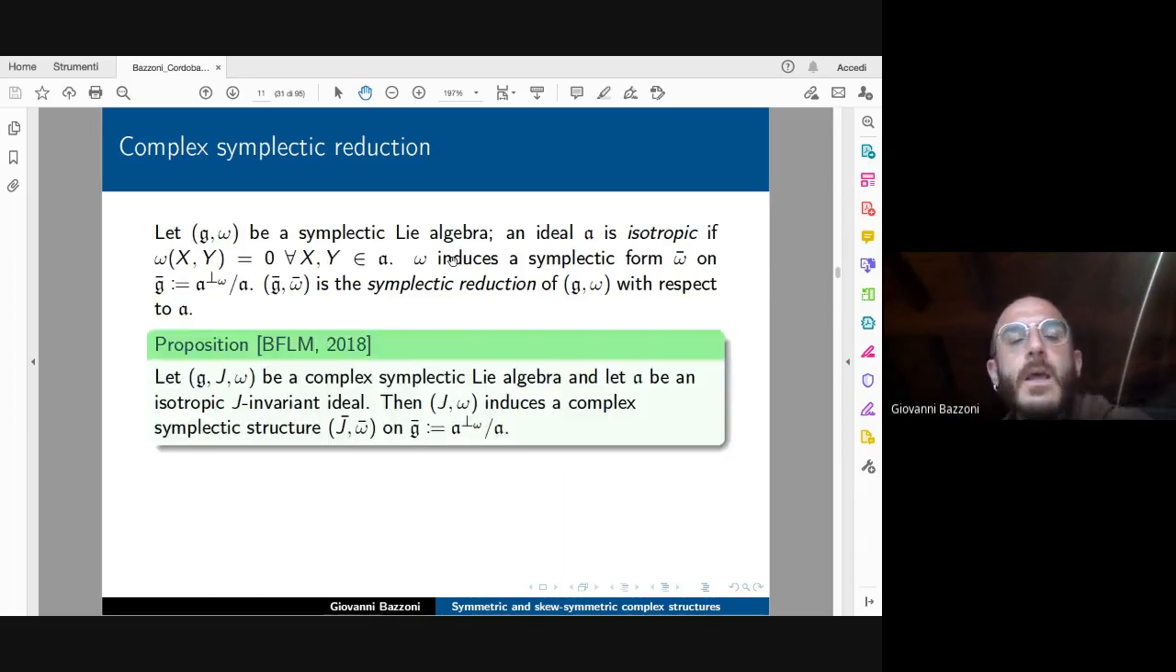Okay, and what we did was to extend, or actually the other way around, specialize this construction to complex symplectic Lie algebras. So in this case, you need an ideal A which is not only isotropic, so not only omega restricted to it has to vanish, but also J invariant. Well, in that case, J, omega induces a complex symplectic structure J bar, omega bar on the same quotient, on the quotient of the orthogonal of A with respect to omega divided by A. Okay, so you can not only reduce, you can do reduction also in the complex symplectic setting.